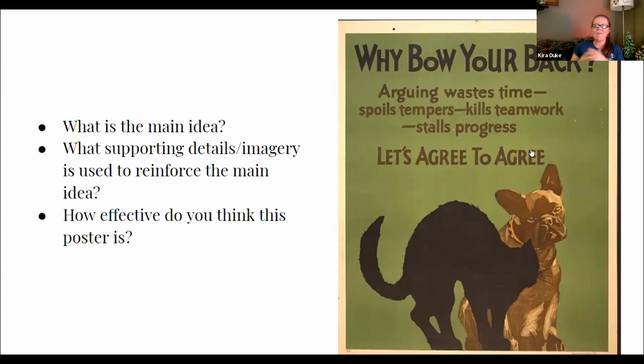So how effective do you think this poster is in getting across, you know, its use of the text and the imagery to get that point of teamwork and conformity? So the thing that I liked about this one, of course, is that it does utilize your cats and your dogs, and this whole idea that they don't get along. So yeah, it's interesting in its use of that old wives' tale.